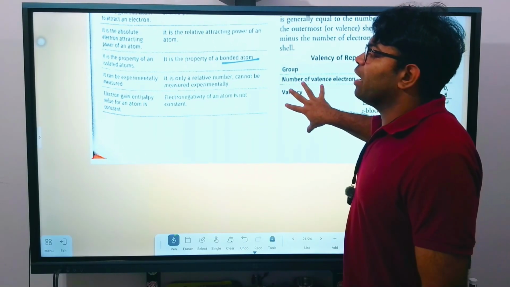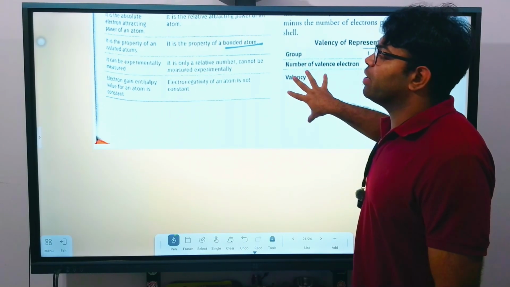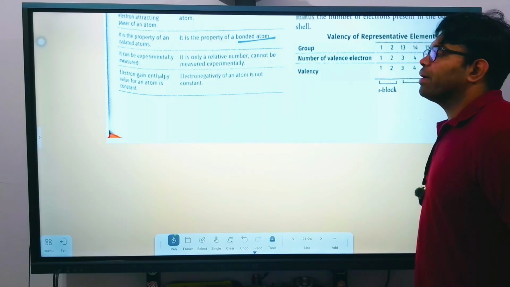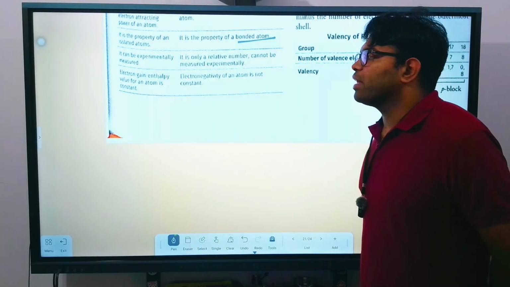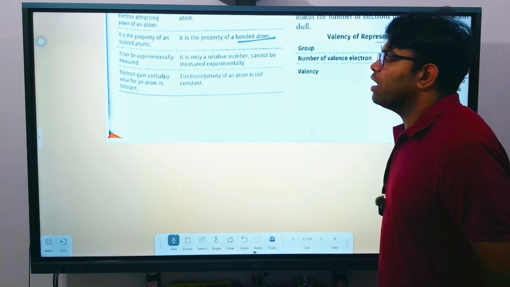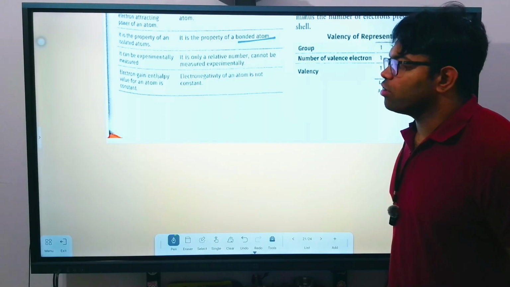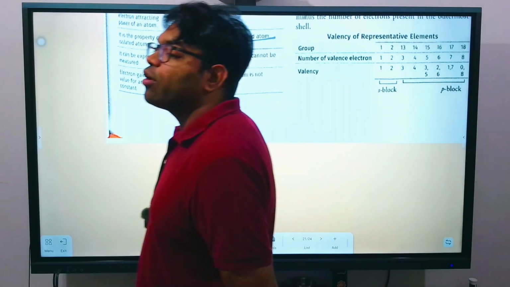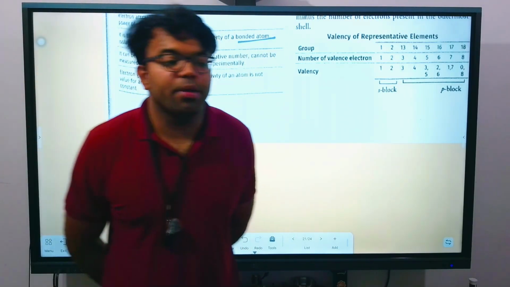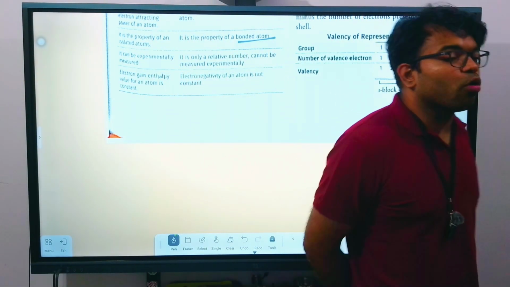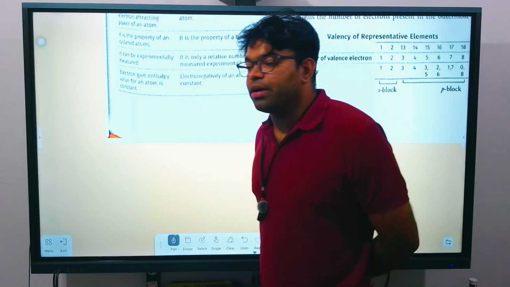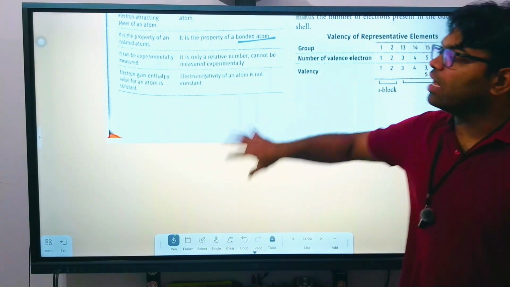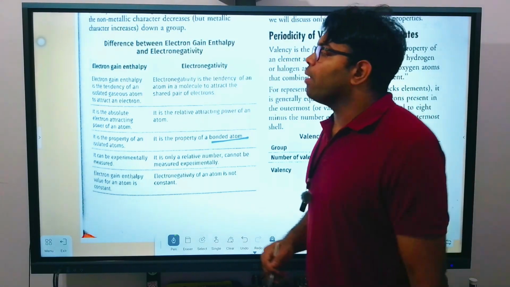It can be explained, it can only be a relative number, cannot be measured experimentally. And the final part: electron gain enthalpy values of an atom is a constant. Electronegativity of an atom is not a constant. Why is it not a constant? Because it's a relative number, depends on which molecule, which partners a particular element has. That's how electronegativity varies, and this has come in the exam multiple times.